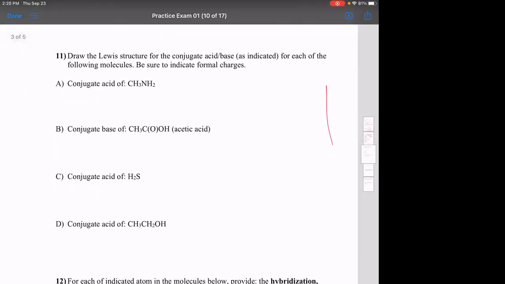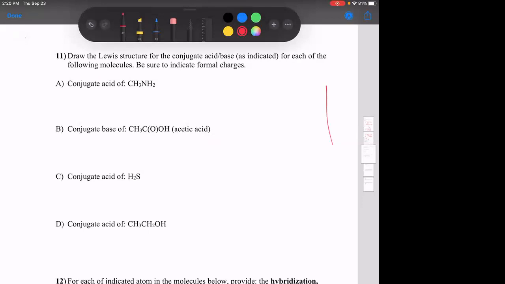Now the conjugate acids of the following molecules. If we take the Lewis structure of this molecule and then add acid to it, because we're drawing the conjugate acid, we need to add H+. When we do that, the hydrogen gets onto the nitrogen. And now we go up by a charge of 1.